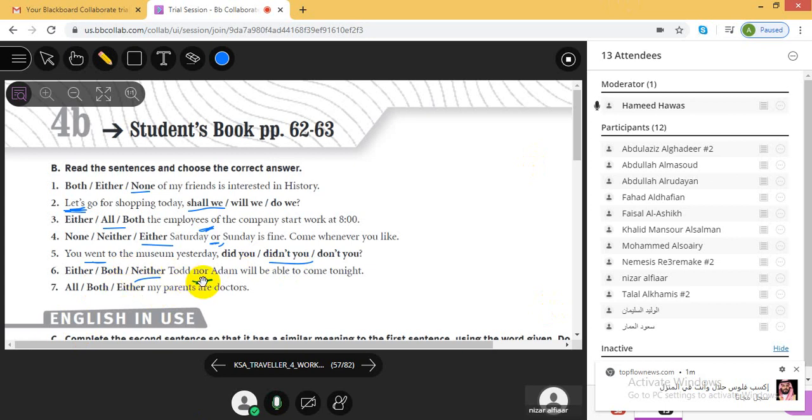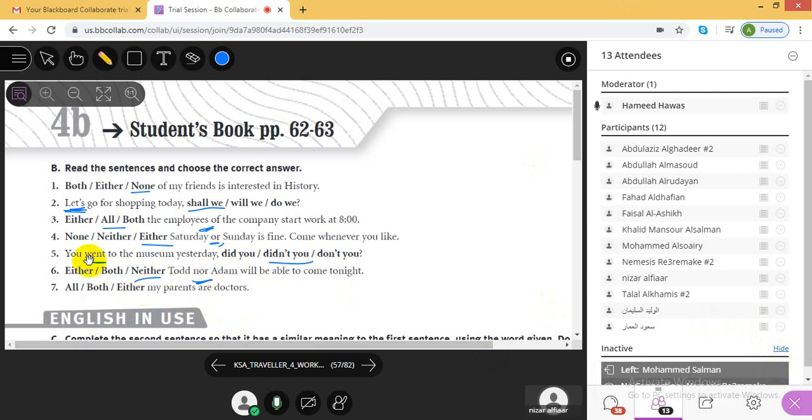And I have a key here. I have the word nor. So if I have nor, I will use neither for sure. If I have or, I will use either. If I have and, I will use both. Is it okay, guys? So let's come to number 7.